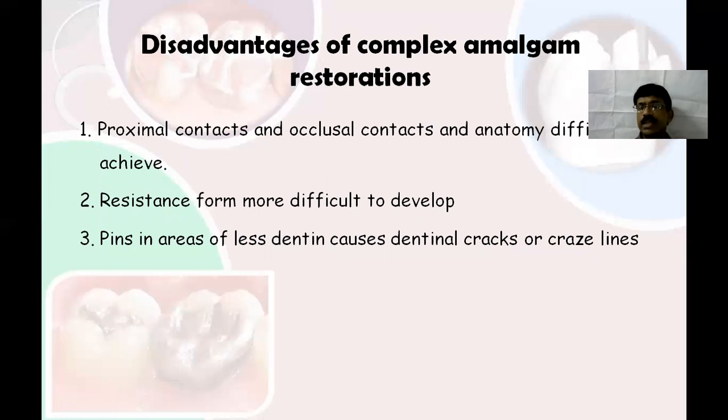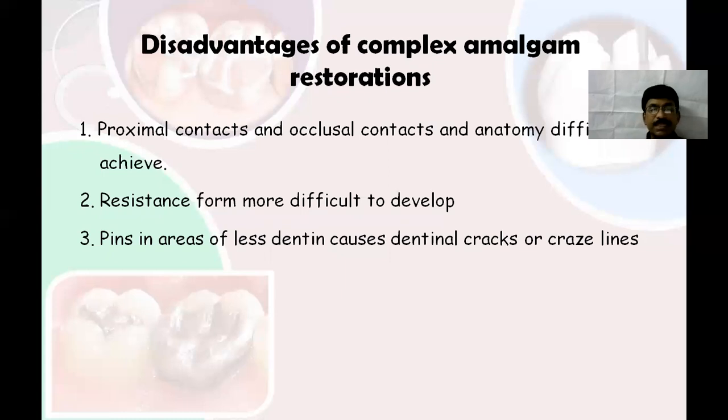Now come to the disadvantages of the complex amalgam restorations. Number one, the proximal contacts and occlusal contacts and anatomy are difficult to achieve in the case of complex amalgam restoration, because we know that complex amalgam restoration is done in a badly broken tooth, so the form of the tooth is destroyed. Because of this, the proximal contacts, occlusal contacts as well as anatomy are difficult to achieve. So that is one of the disadvantages.